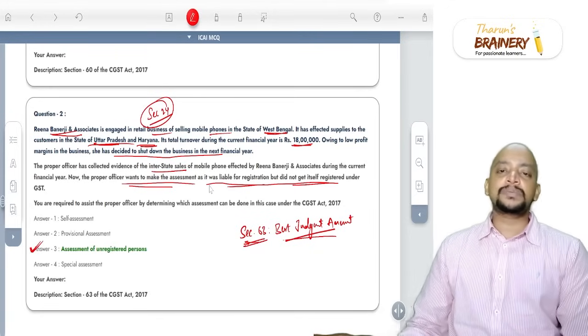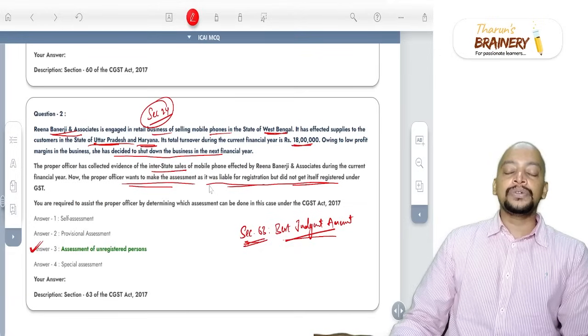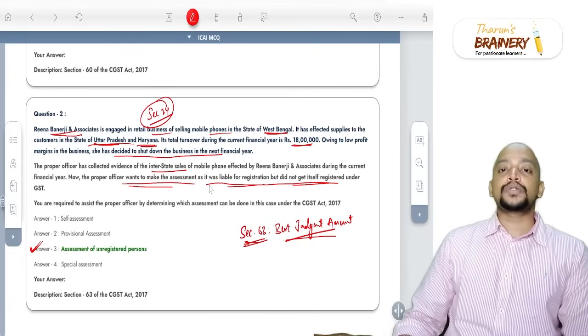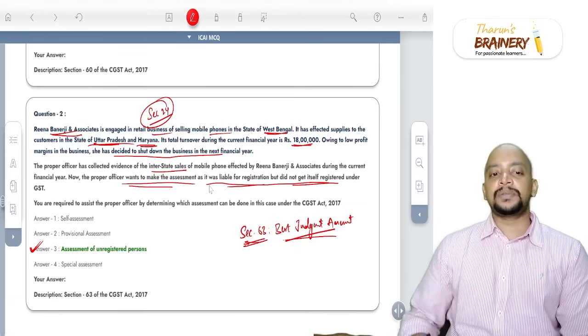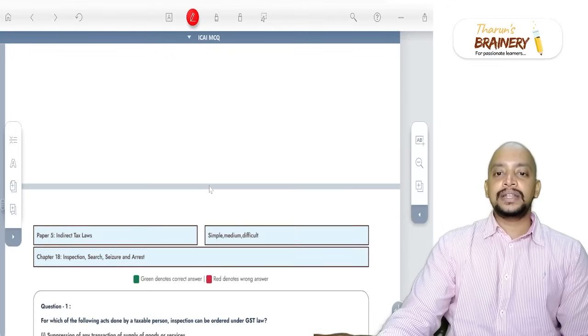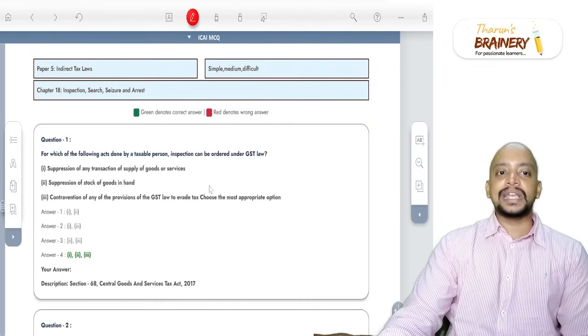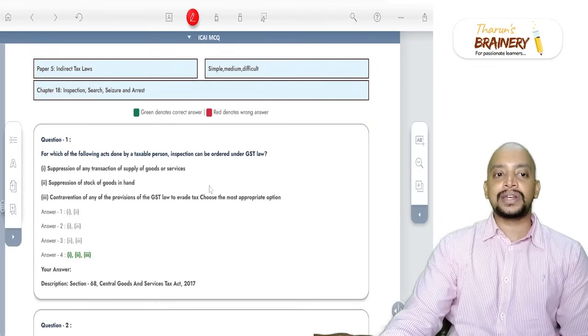There is one more best judgment assessment that is under section 62. That is assessment with respect to non-filers of return, but that is not applicable in this case. Then the next one is chapter 18, inspection, search, seizure, arrest.